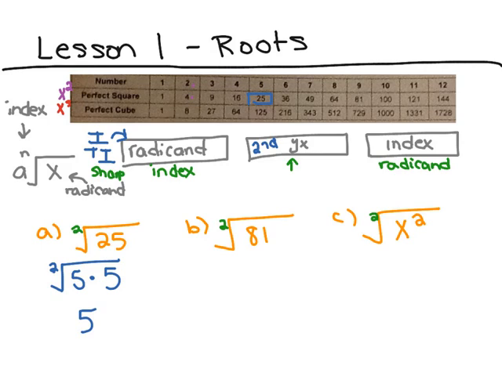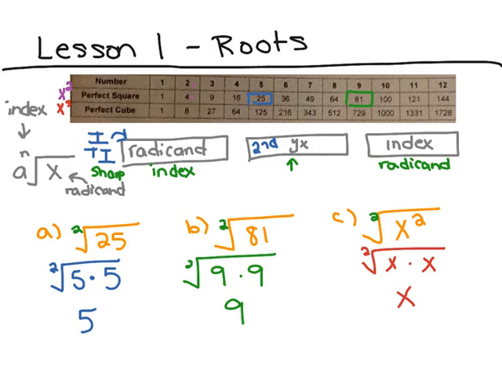For the next one, 81 is a square number. You can write it as 9 times 9. Because there's 2 numbers under the radical sign, 1 can come out. The square root of x times x is the same as x squared. So we have 2 x's. Because there's 2 under the radical sign, 1 can come out. So the square root of x squared is x. If you just want to type that into a calculator, that's fine. This is how you can see why things can come out the way that they do.